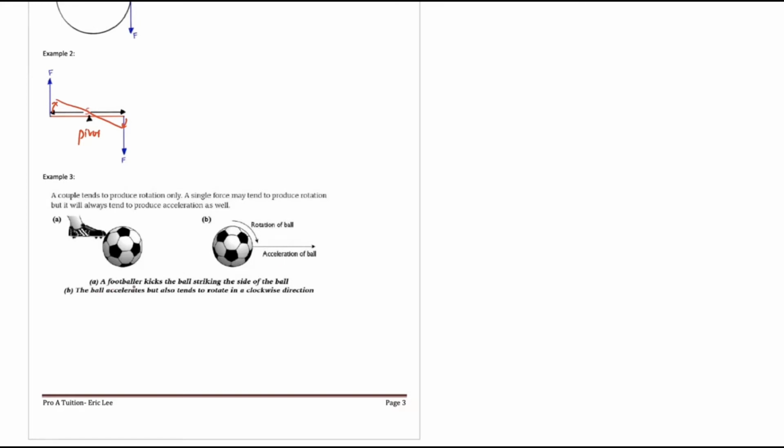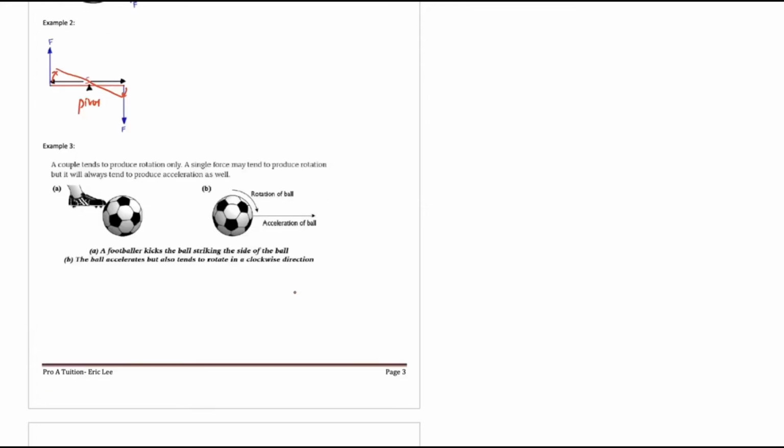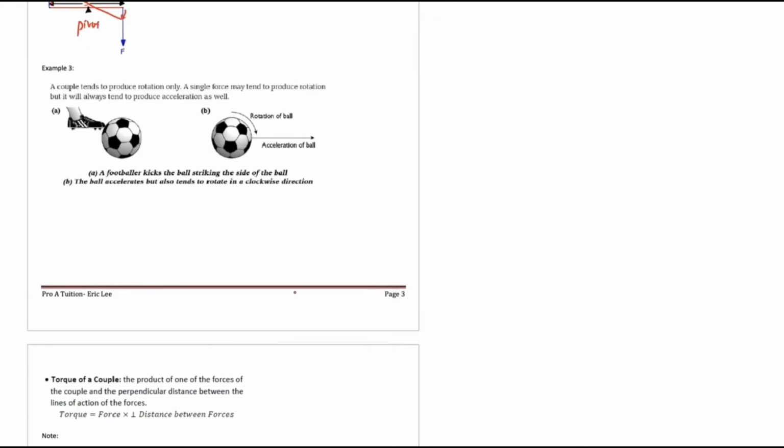So you see the words here: a football player kicks the ball, striking the side of the ball. So you have to kick up here, don't kick the center. If you kick the center, no rotation, it moves forward only. The ball accelerates, but also tends to rotate in a clockwise direction. So two effects, rotation plus acceleration. Sure, what if a couple force and no acceleration?